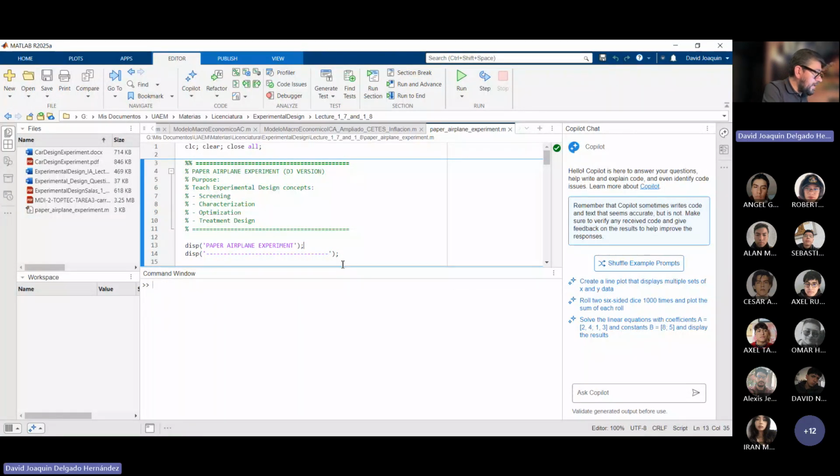So I have here a script in MATLAB related with this airplane experiment. And I am going to show you some of the results. So you don't have to worry now about how the model works and how it is built. We are going to see that in detail in the following subjects of our experimental design class, okay?